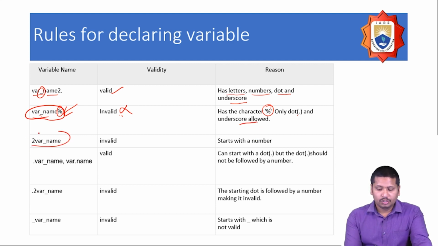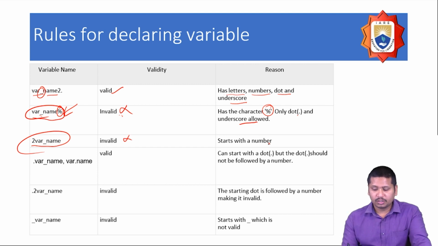And a name that starts with a number should also be invalid. Since it starts with a number, it is not supported in C and Java as well. And this one should be supported in C and Java also.